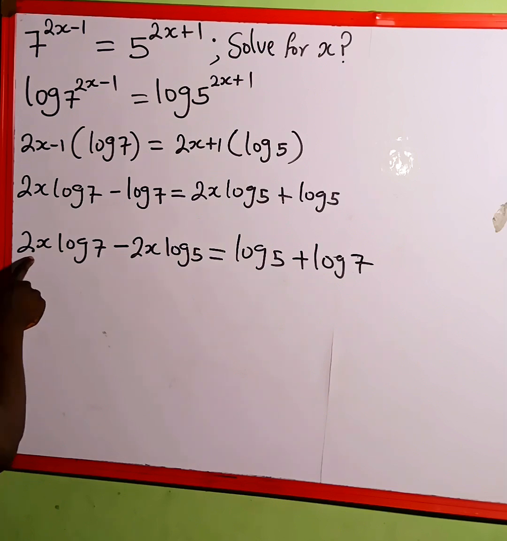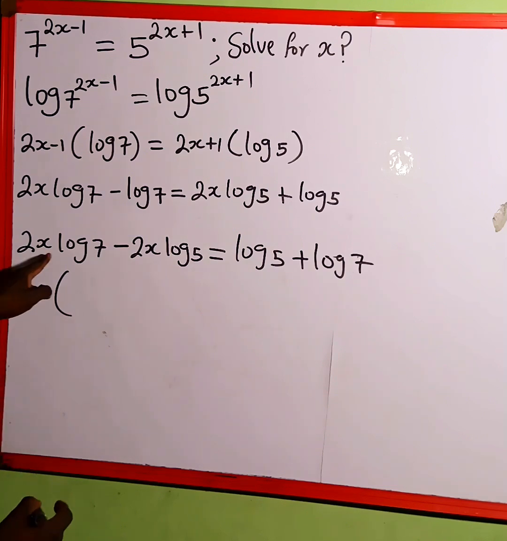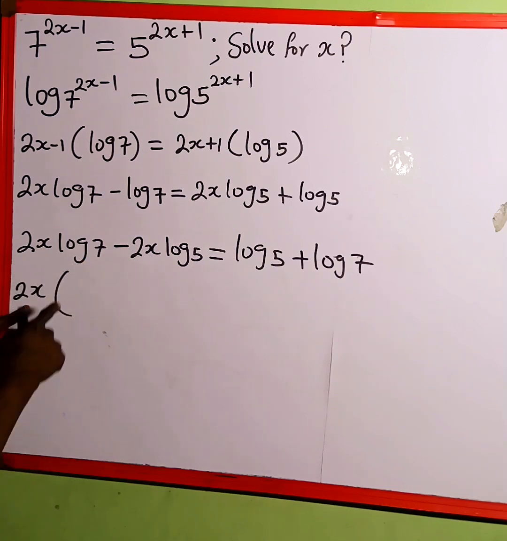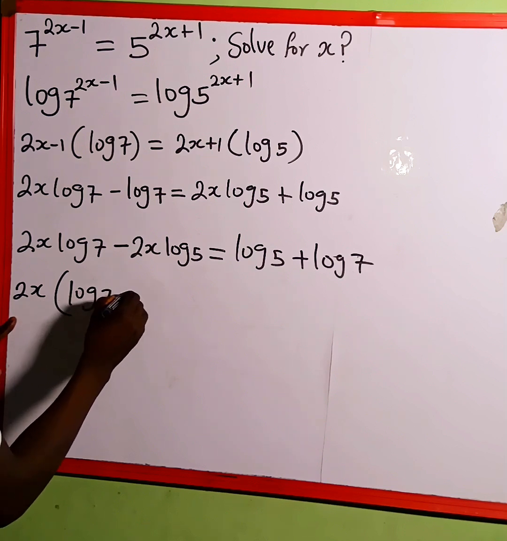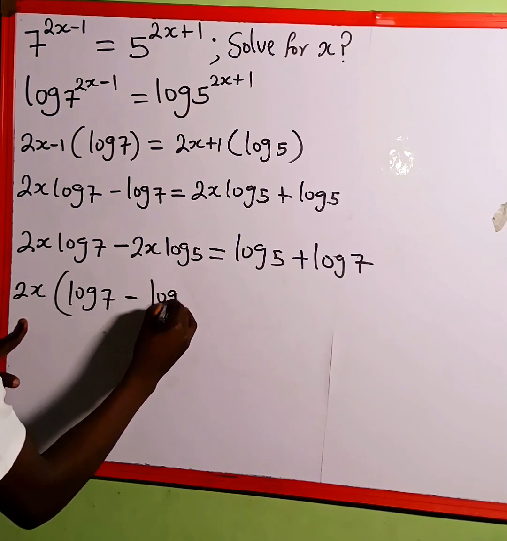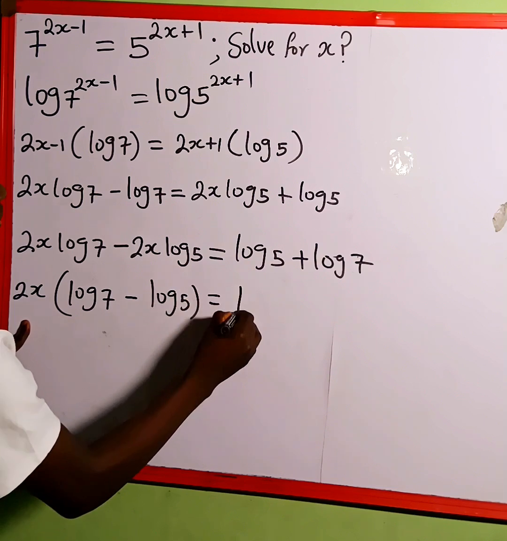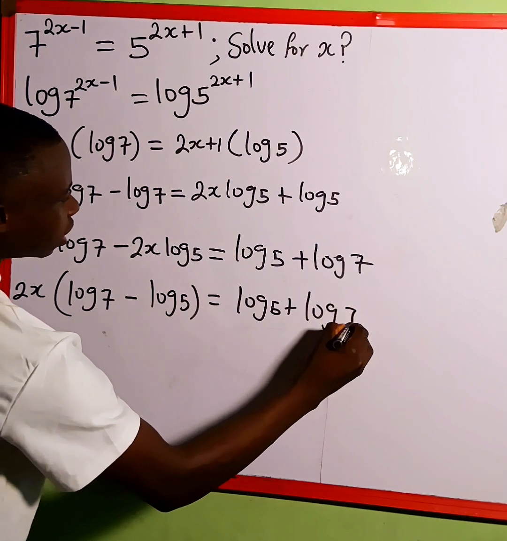Now the next thing we're going to do, if you look at the left hand side of this equation, 2x is common. So we are going to factor out 2x, then we open bracket. 2x log 7 divided by 2x, so 2x will cancel 2x. It will remain log of 7. Minus 2x log 5, the 2x will cancel this 2x, so it will remain log 5, which is equal to log of 5 plus log of 7.